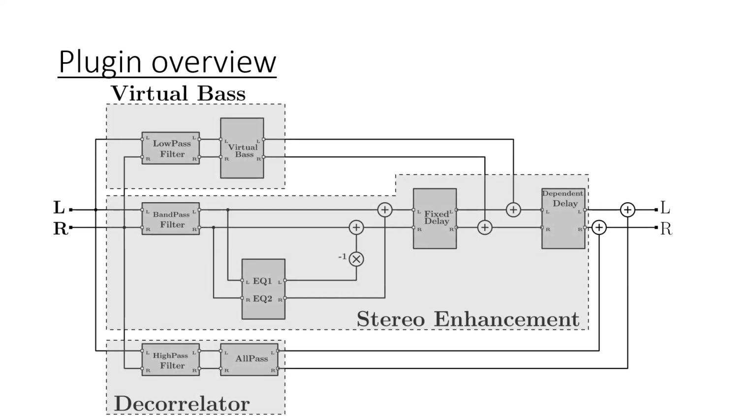Here is shown the structure of our plugin. There are three main blocks defined in three different frequency ranges: virtual bass enhancer, stereo enhancer, and the correlator. Let's start with the virtual bass enhancer.